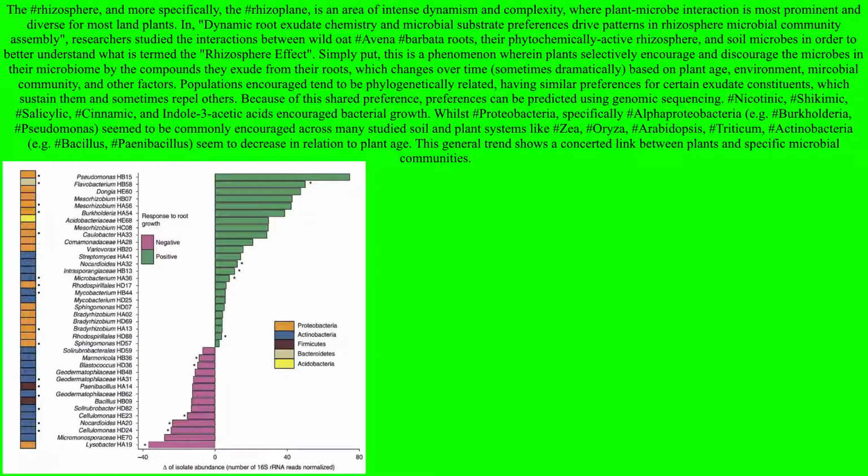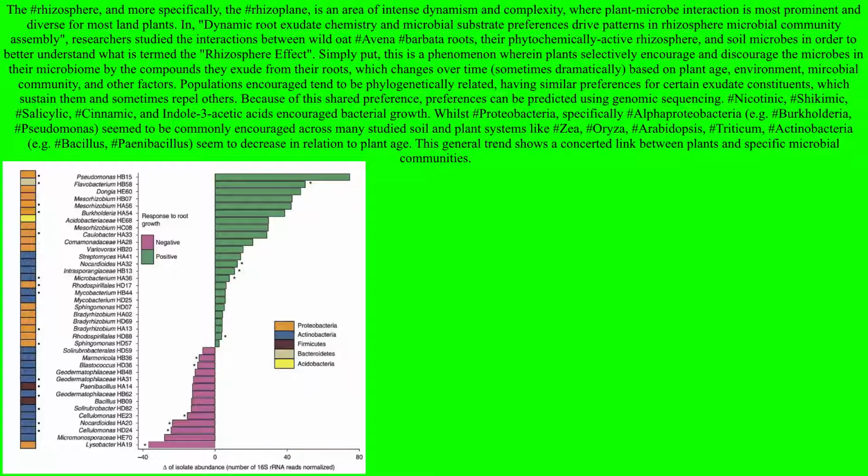Simply put, this is a phenomenon wherein plants selectively encourage and discourage the microbes in their microbiome by the compounds they exude from their roots, which changes over time, sometimes dramatically, based on plant age, environment, microbial community, and other factors. Populations encouraged tend to be phylogenetically related. That means that they are from the same kind of ancestral lineage, having similar preferences for certain exudate constituents, which sustain them and sometimes repel others. Because of this, shared preferences can be predicted using genomic sequencing, and here I hashtag a bunch of words.